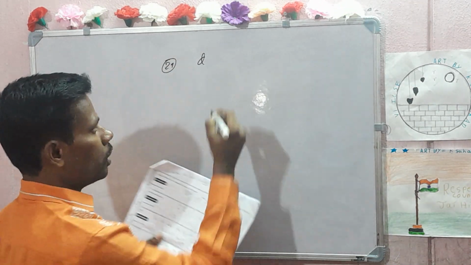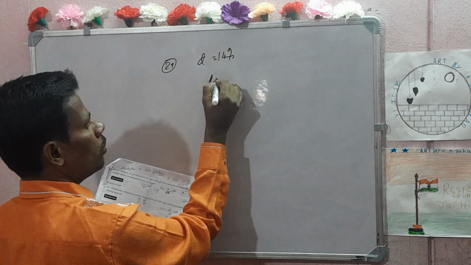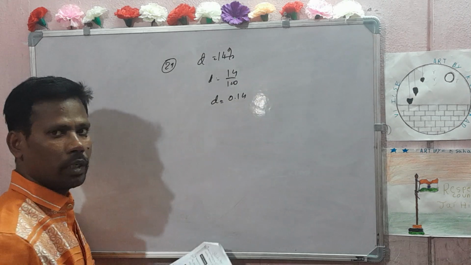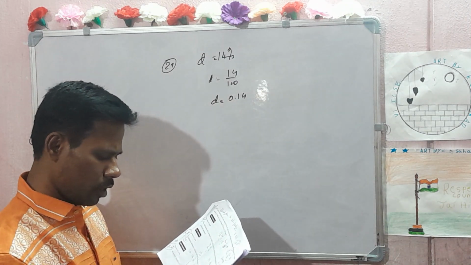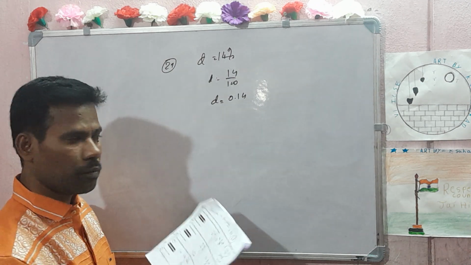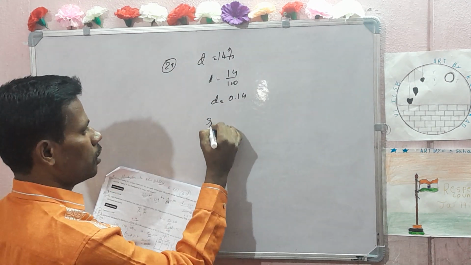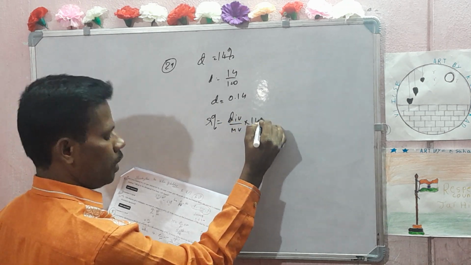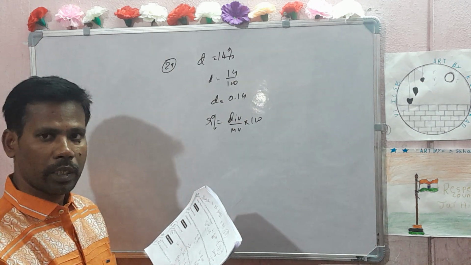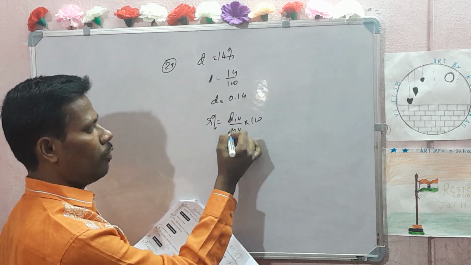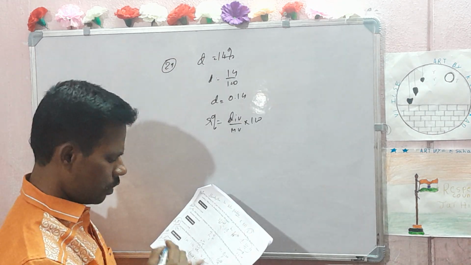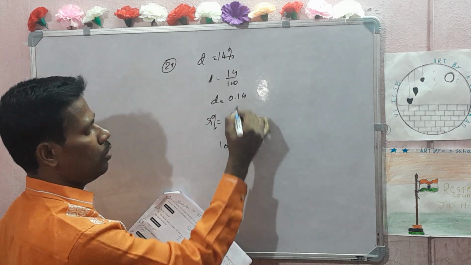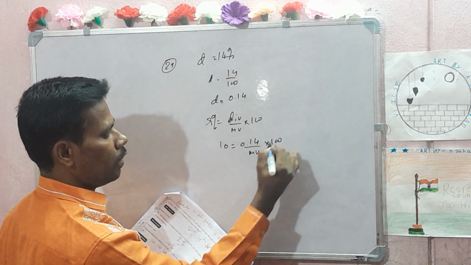A company declared a dividend of 14%. That means 14 by 100, so 0.14. So dividend is 0.14. Find the market value of 50 shares if the rate of return on the investment was 10%. Rate percentage is equal to dividend by market value into 100. Here, the rate of return on the investment means obviously it will be market value. Rate of return is what is given? 10%. Dividend, what is the dividend? 0.14 by market value into 100.